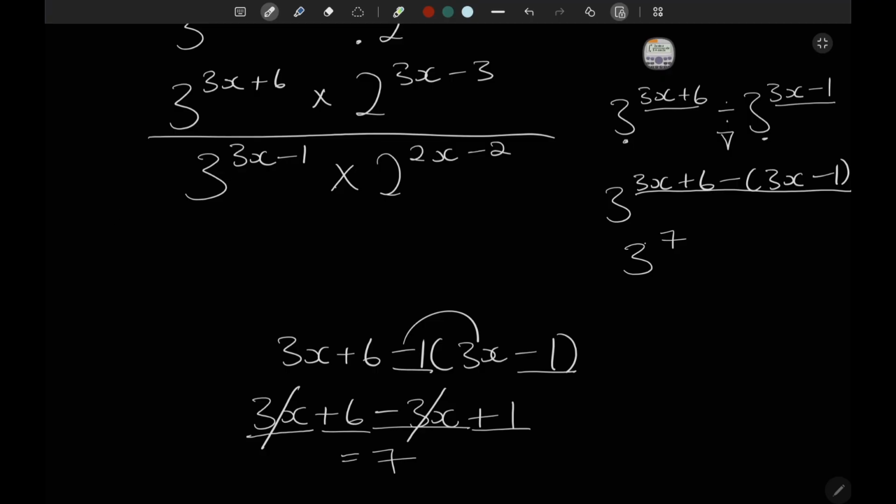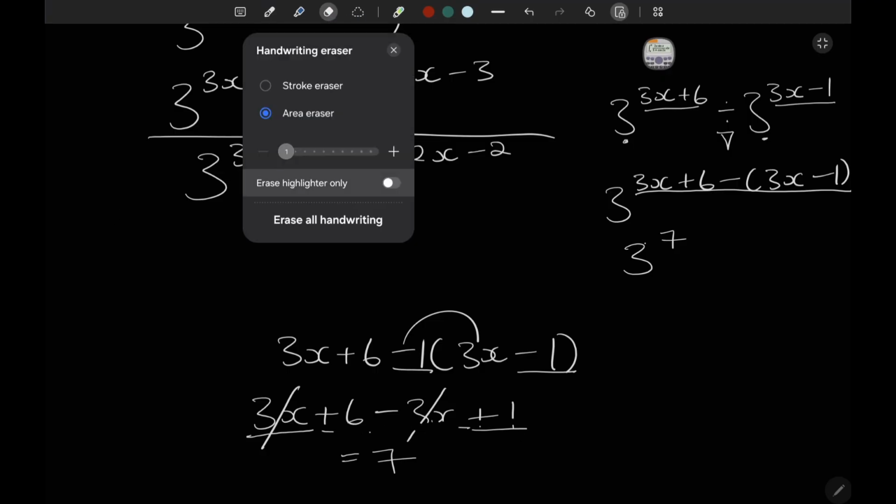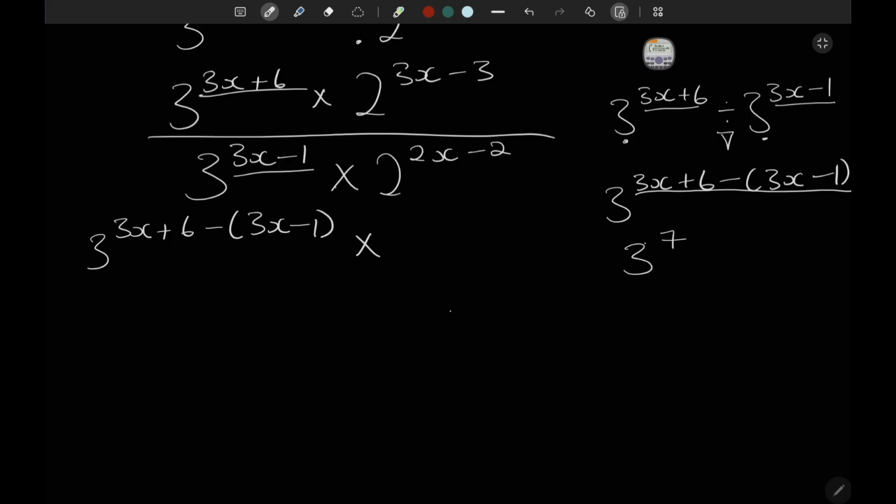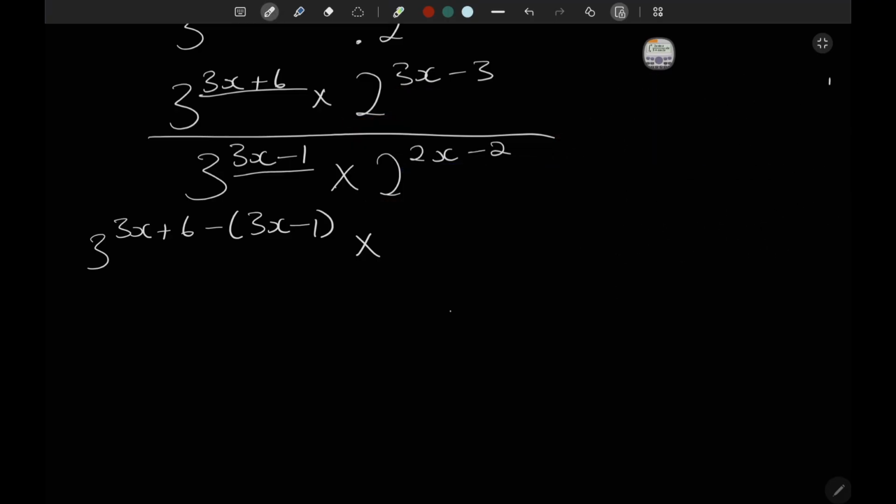Let's show our method here. We have 3 to the power 3x plus 6 minus 3x minus 1, times, let's move to 2. You have two bases that are divided, therefore we subtract the exponents. Let's write this on the side as well. We have 2 to the power 3x minus 3 divided by 2 to the power 2x minus 2. Okay, so we'll say 2 to the power 3x minus 3 minus 2x minus 2.